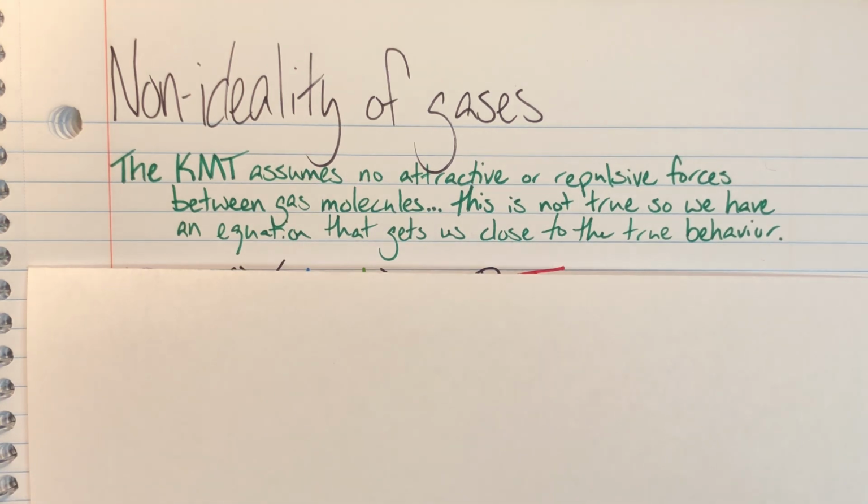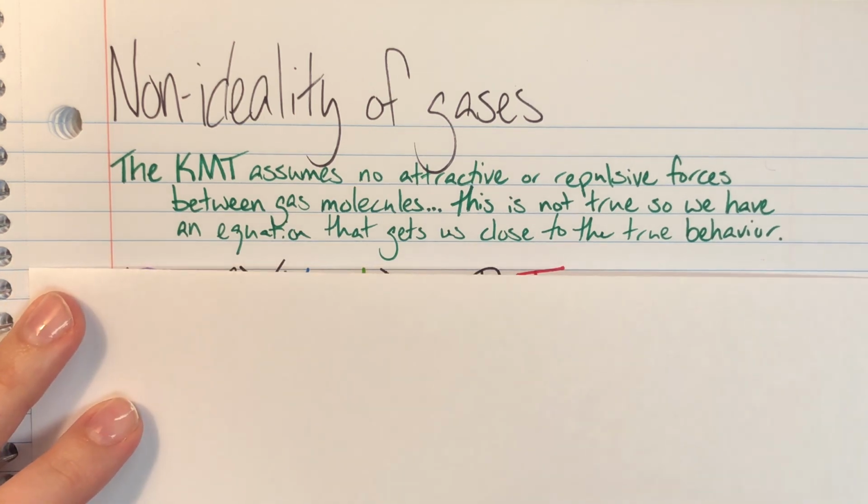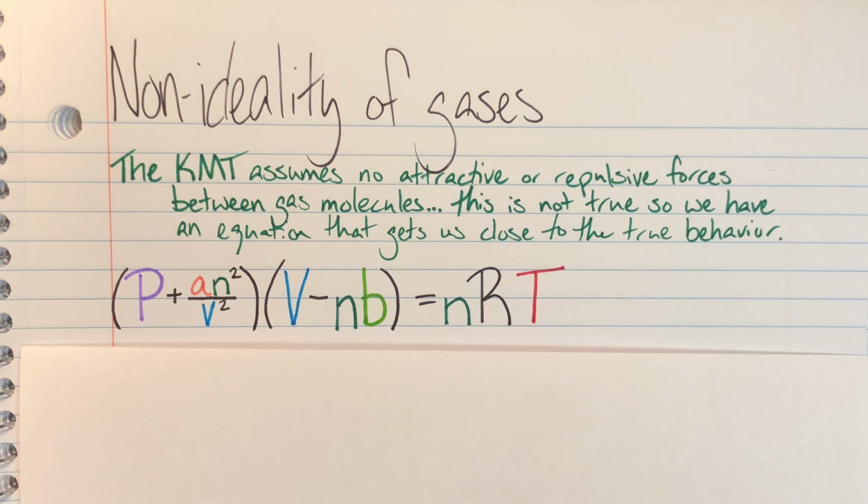We have to adjust our equation to get us closer to the true behavior of gases, because there are attractive and repulsive forces that gases undergo. And so if we want a better picture of what gases are really going to behave like in the world that we live in, we have to have a different equation. So this is that different equation. This is called the van der Waals equation.